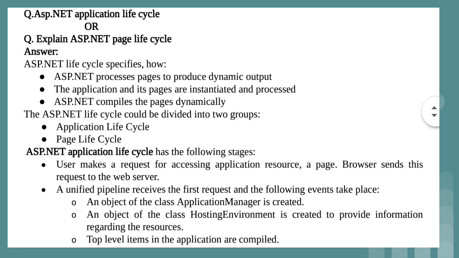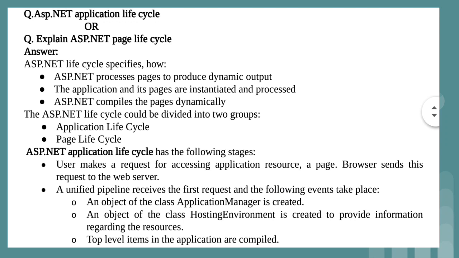A unified pipeline receives the first request and the following events take place. If we are executing the website for the first time, then there are certain events, or some objects of different classes, that are created when you make the first request. The first object which is created is an object of the class ApplicationManager. We have to remember all the class names whose objects are instantiated during the application lifecycle.